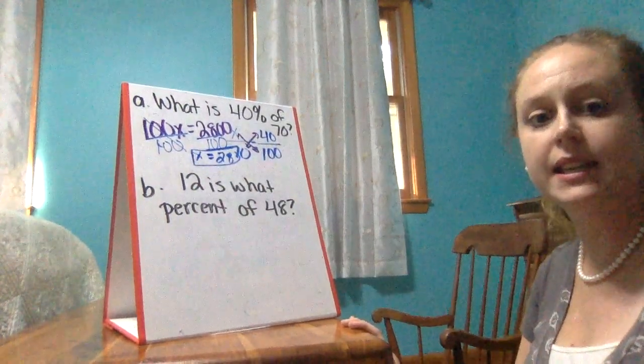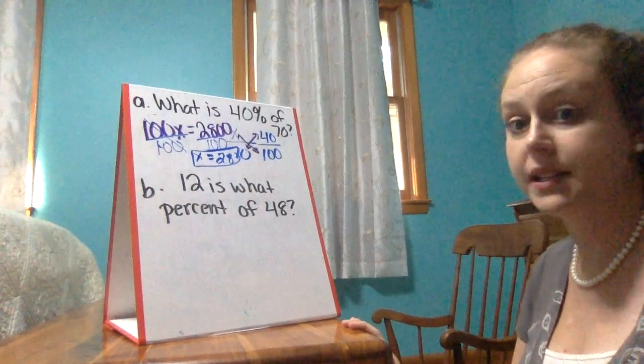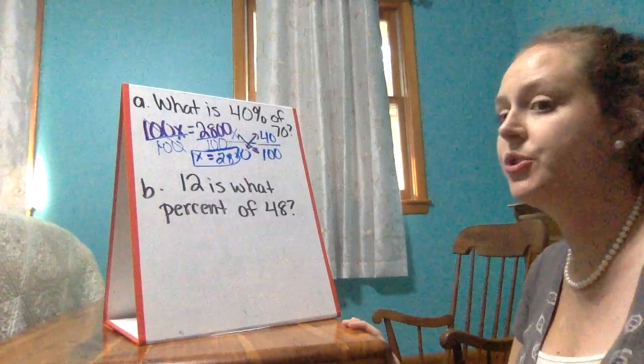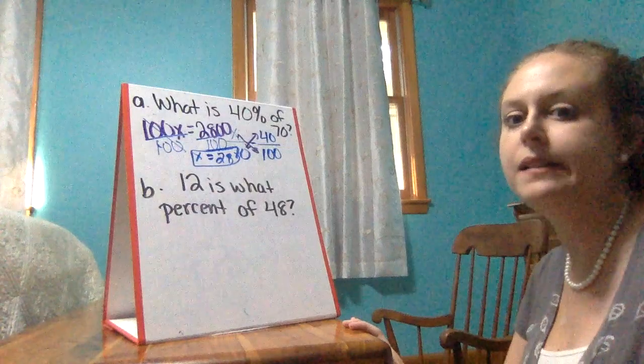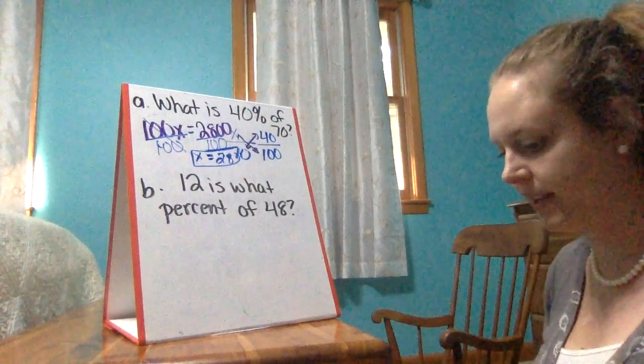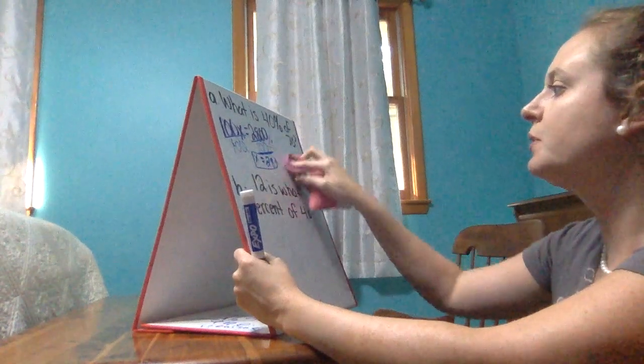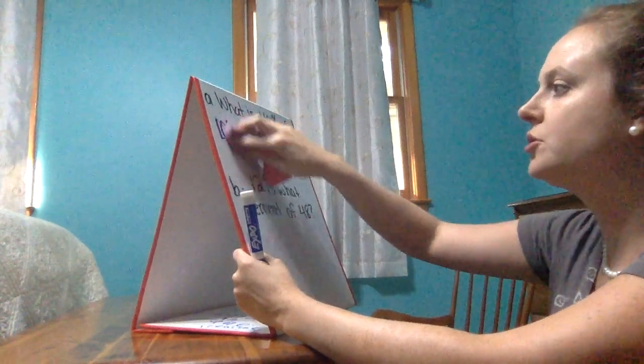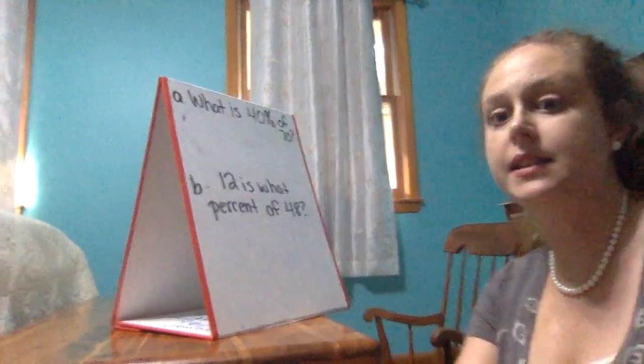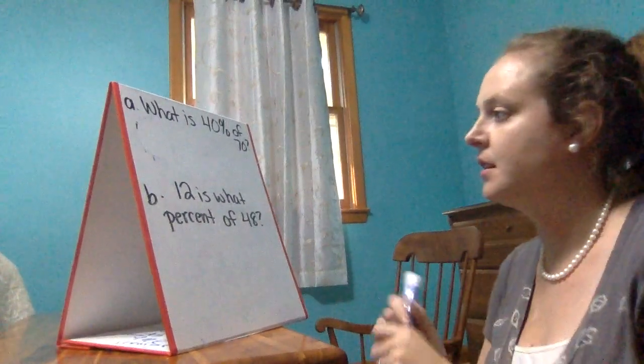So this is the is over of method. It works every single time. Now I'm going to show you another method that's probably not as popular, but I actually like it. And it's to make a number sentence. So we know the answer is 28. It's not going to change. That's what the answer is for this problem.